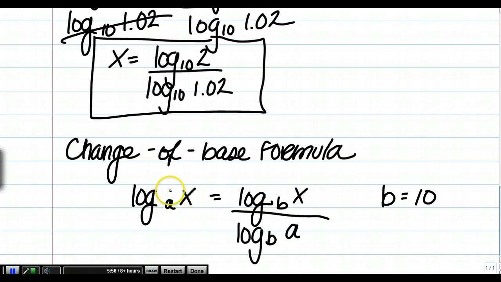So a, this little a, goes on the bottom. It'll be log base 10 of whatever that base is. And in green I'll do this. This x has to go on top. It'll be log base 10 of whatever x is. Here's when you use this formula.